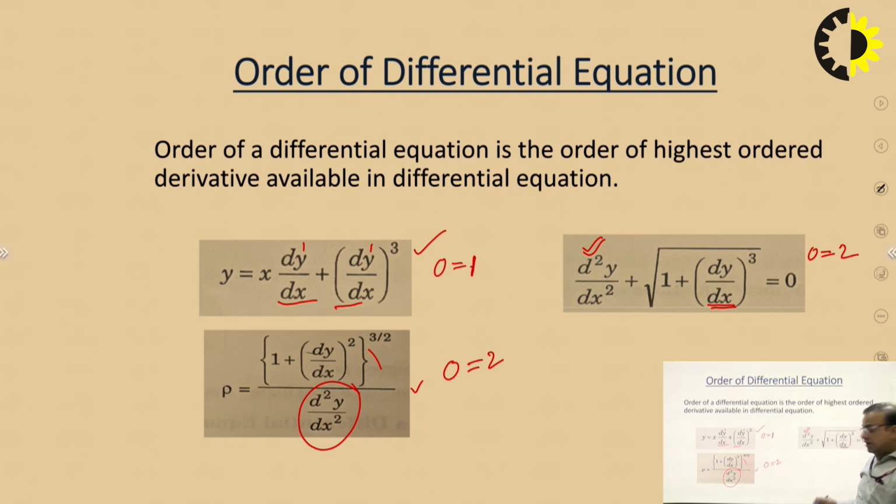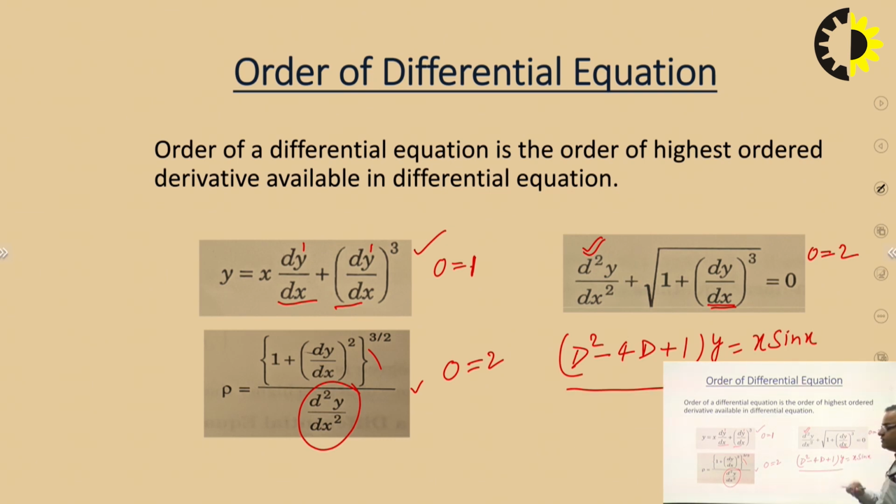So I would like to write some equation here like (D square minus 4D plus 1) y is equal to, suppose, x sin x. This is another type of notation for the ordinary differential equation, and the order is decided by the power of D, where this D stands for d over dx, or del over del x. Let me write it once again.